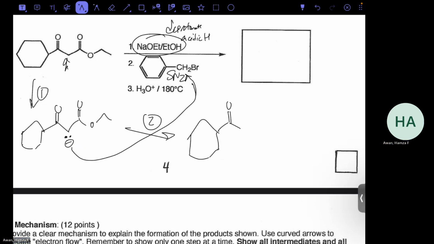So what that's going to look like, step 2, we'll have this double bond, then that's first. This is attached to CH2.